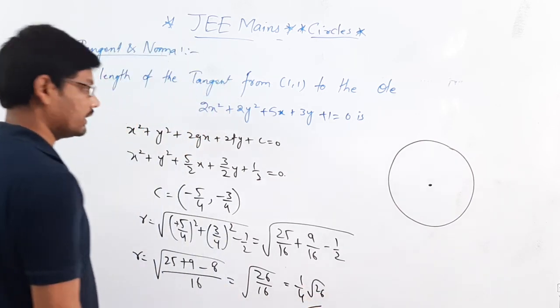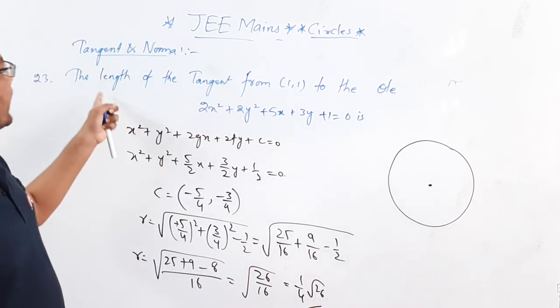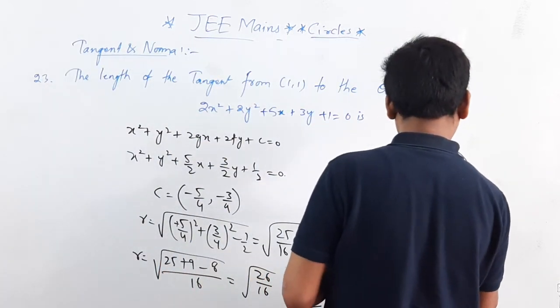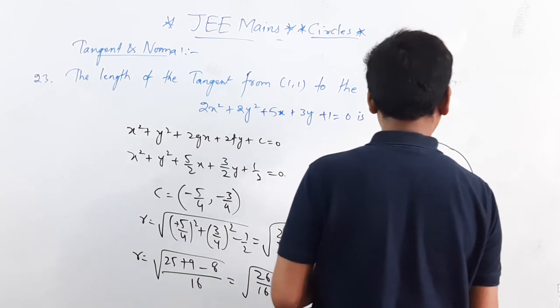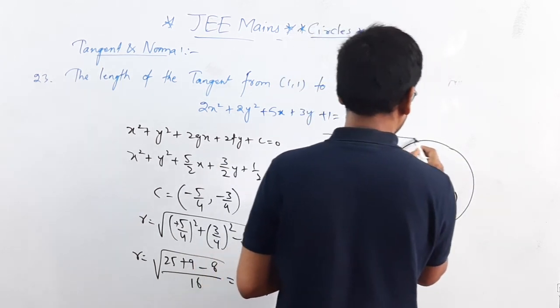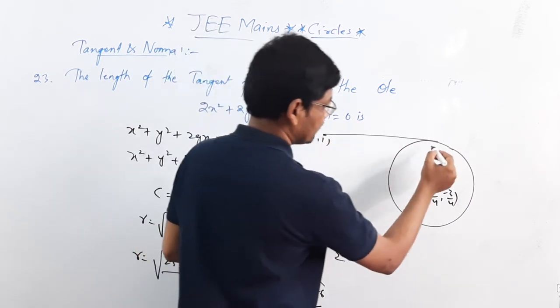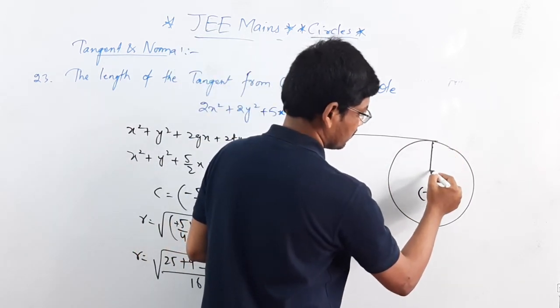This is the R here, and he is asking for the length of the tangent from (1, 1). Here minus 5 by 4 and minus 3 by 4 is the center, and the tangent length is drawn from this point (1, 1), and this distance is R.